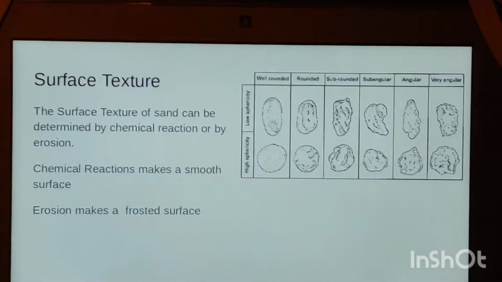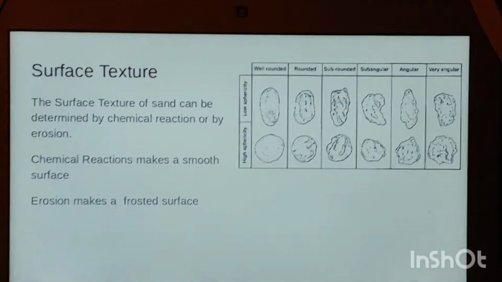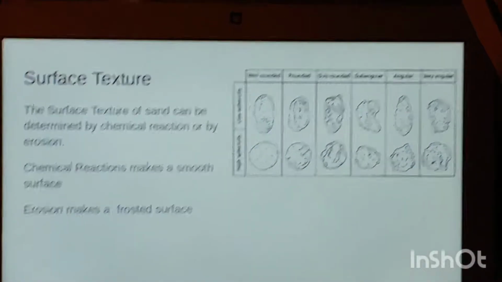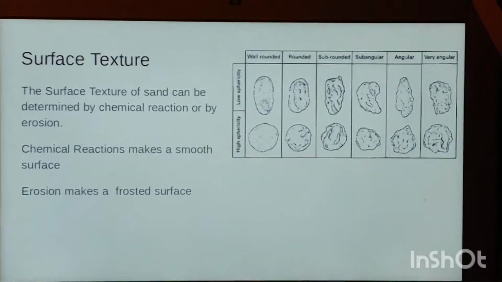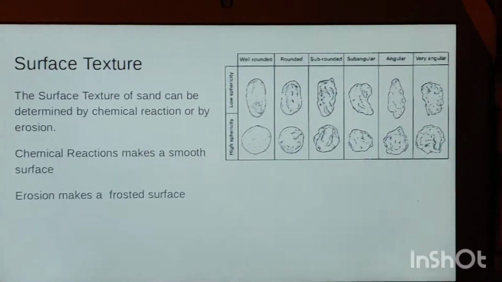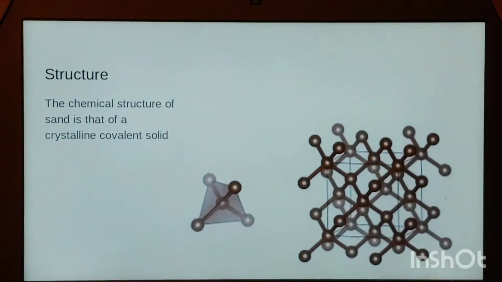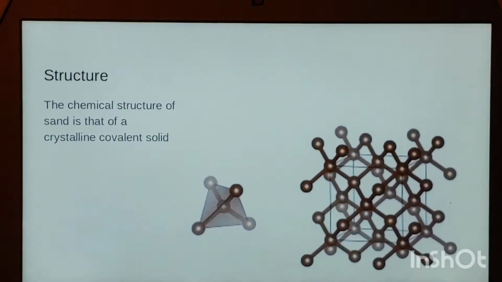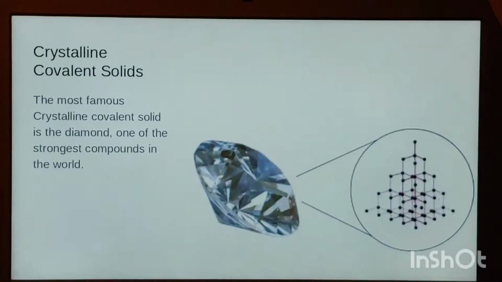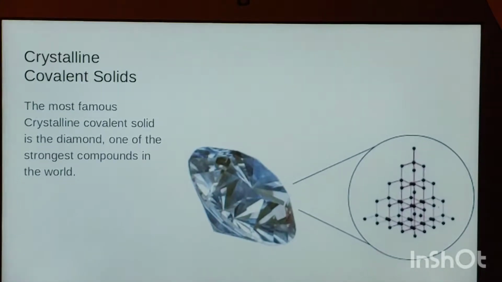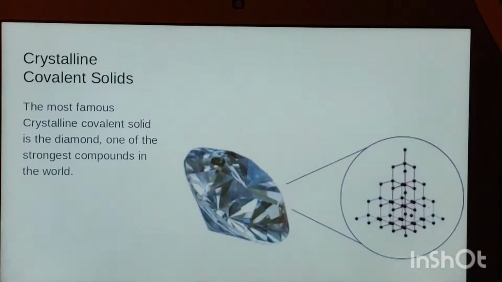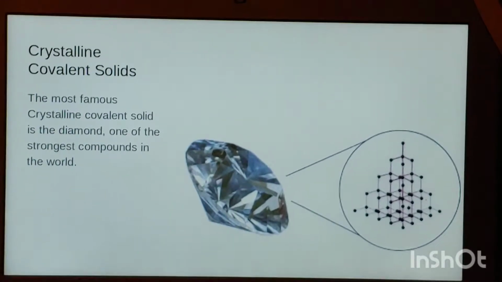Sand texture. The surface texture of sand can be determined by chemical reaction or by erosion. Chemical reactions make a smooth surface. Erosion makes a frosted surface. The structure. The chemical structure of sand is that of a crystalline covalent solid. The most famous crystalline covalent solid is the diamond, one of the strongest compounds in the world.